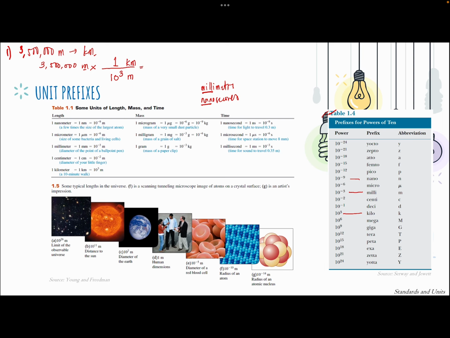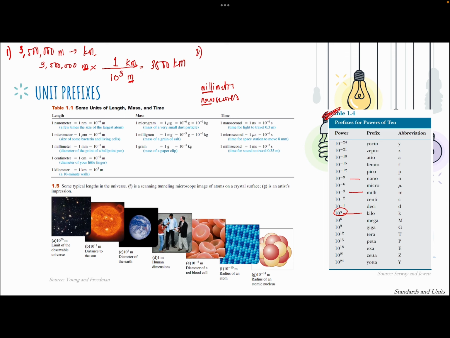Then, using your calculator, the answer is 3,500 kilometers. So, ganun na. If meters yung andito, meters din yung ilalagay ninyo dito. Then yung desired unit ninyo, yung nakalagay dito. Then ang katabi ng kilometers, kung dito ka sa table magbe-base, is 1. Then ang katabi ng meters is yung corresponding power niya, 10 raised to 3.